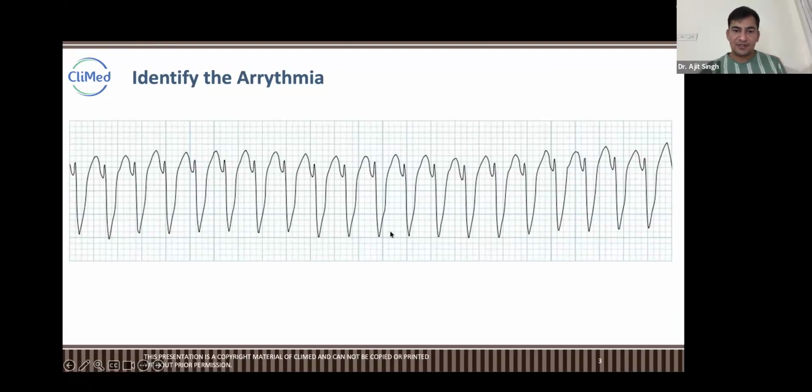What is this arrhythmia, guys? Monomorphic. Okay. Monomorphic what? Monomorphic tachycardia. Very nice. What is monomorphic? What is monomorphic? Tell me what is monomorphic.